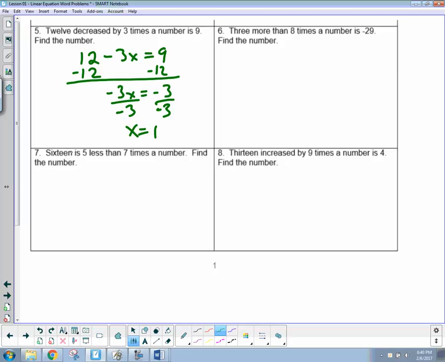16 is 5 less than 7 times the number. Find the number. So 16 is 7x minus 5. Less than is a turnaround word. Add 5 to both sides. You get 21 equals 7x. Divide by 7. And get 3 equals x.